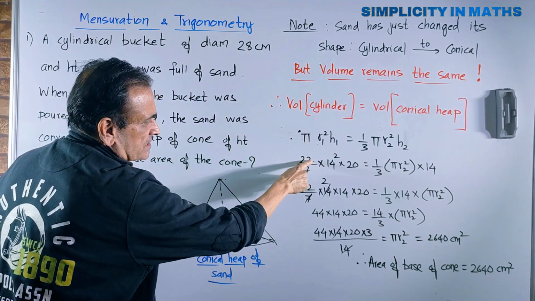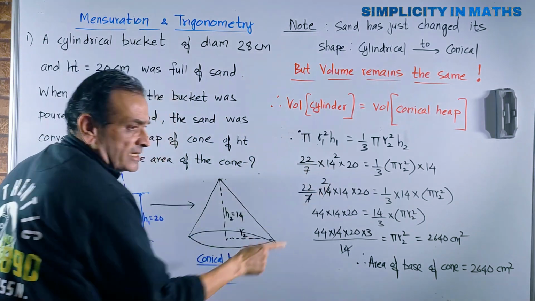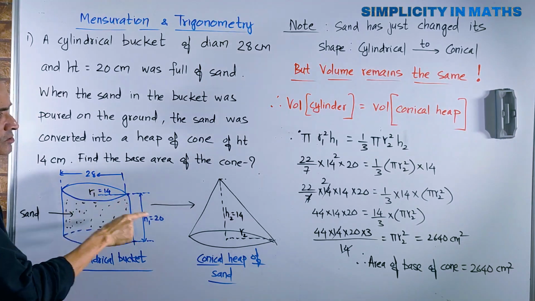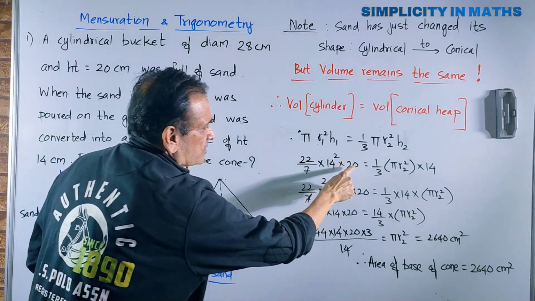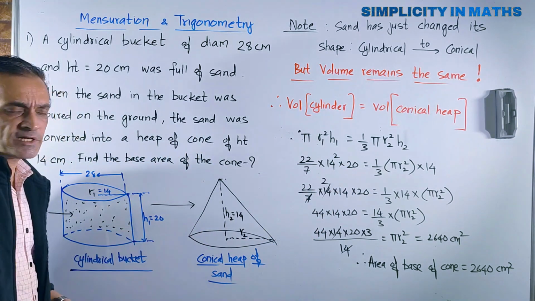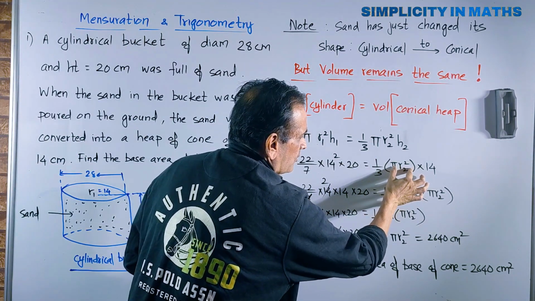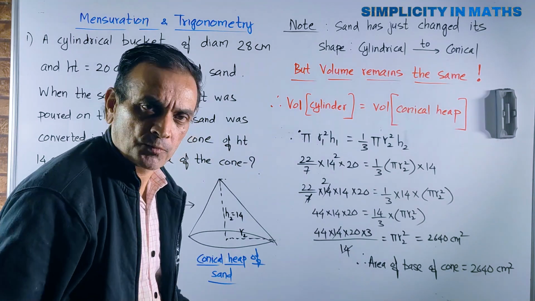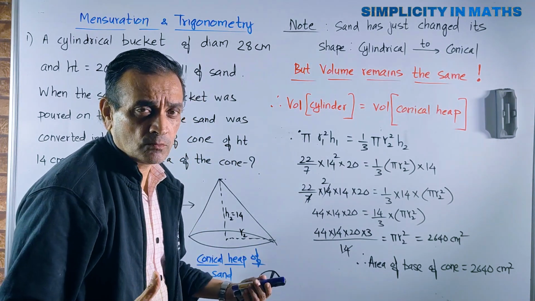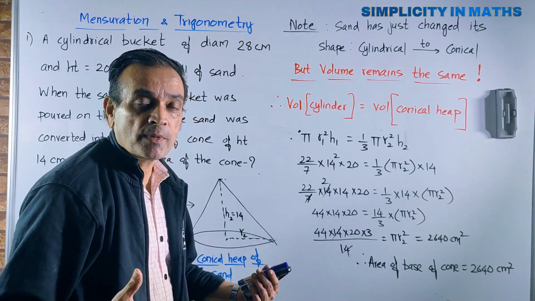Value of pi I have taken as 22/7. R1 is 14. So 14 squared. H1 is 20. Just substitute the values. Right hand side 1/3. Pi R2 squared I have taken in a bracket. You must have started thinking now. Pi R2 squared bracket में क्यों लिया?